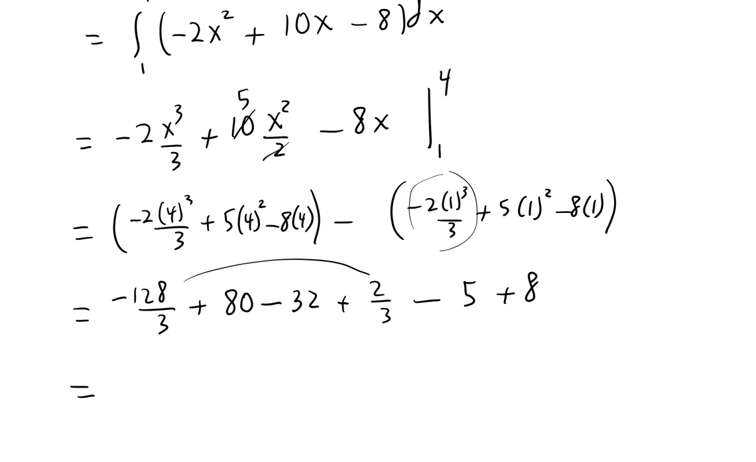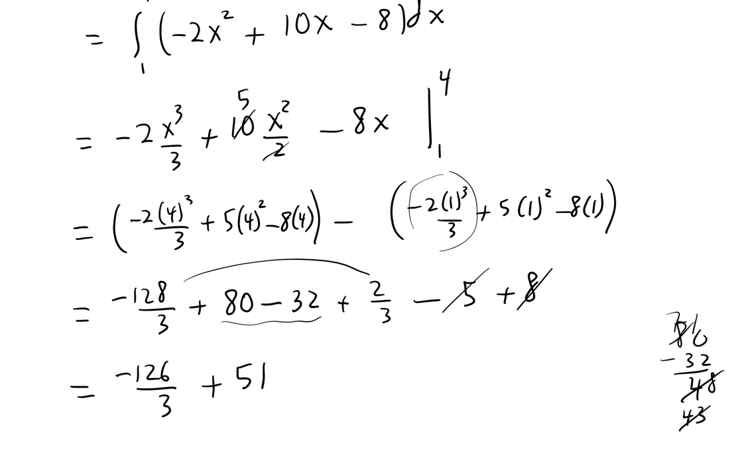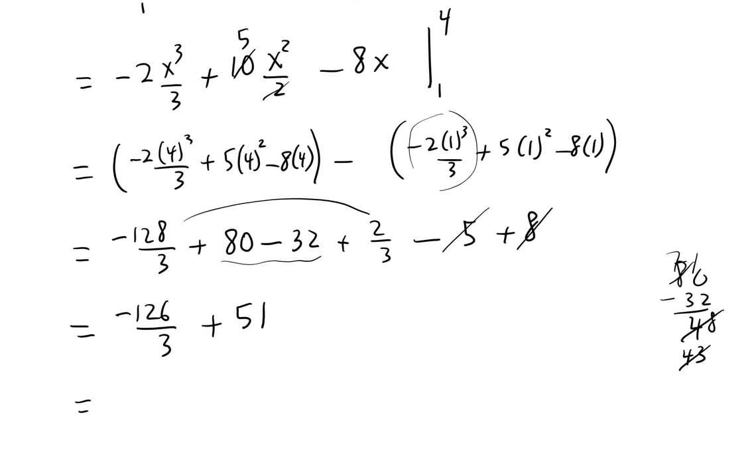You can combine these two fractions into negative 126 over 3. This one here goes as, so 80 minus 32 is 48, minus 5 becomes 43, plus 8 is 51. Notice if you divide 126 by 3, you get 42, negative 42 plus 51. The answer is simply 9.